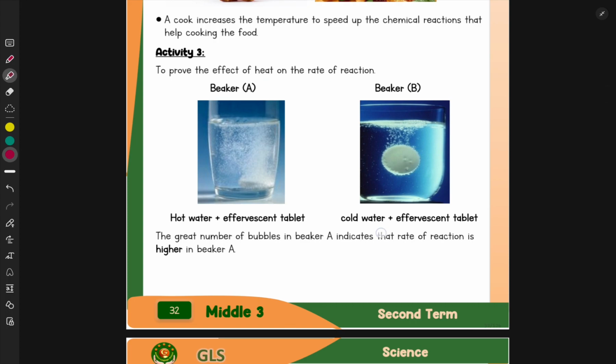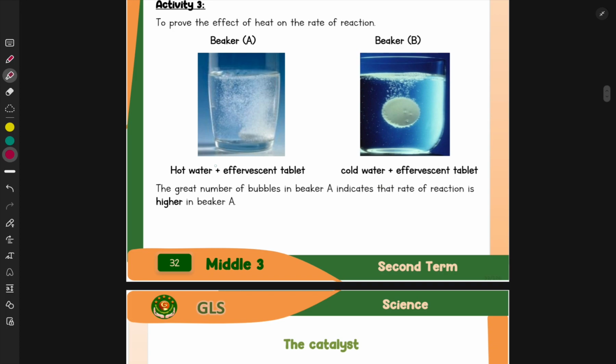Okay, activity number 3, to prove the effect of heat on the rate of the reaction, we have two beakers, beaker A and beaker B. In beaker A, we have hot water and effervescent tablets. And in beaker B, we have cold water and effervescent tablets. The great number of bubbles in beaker A indicates that the rate of reaction in beaker A is higher than in beaker B. This is obvious.